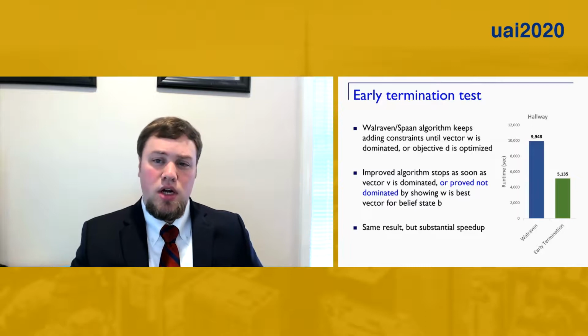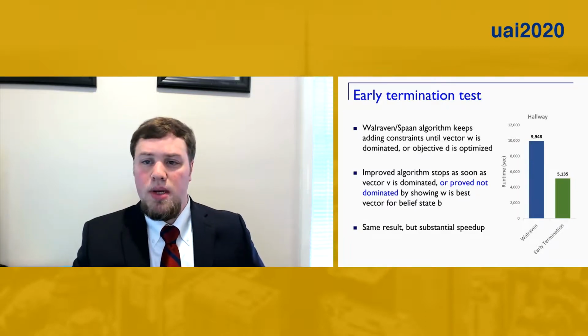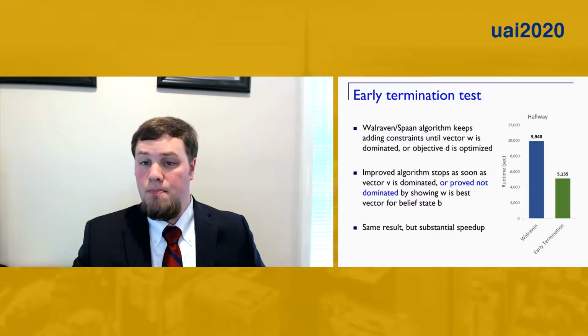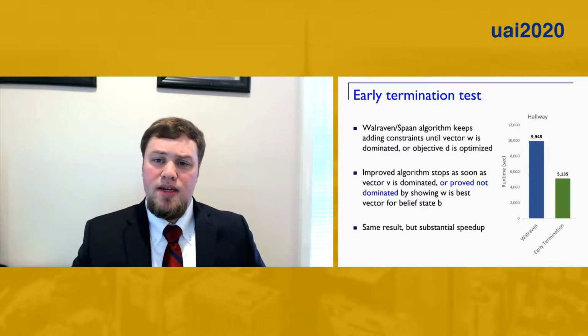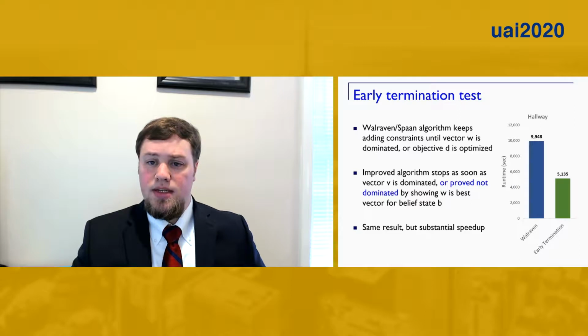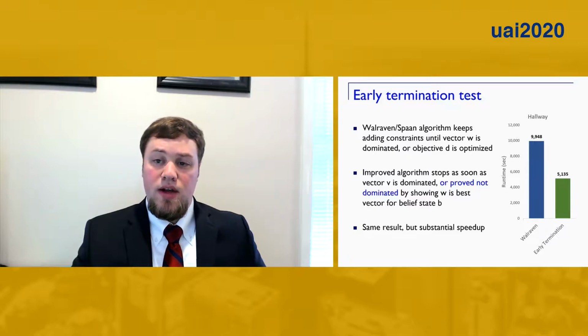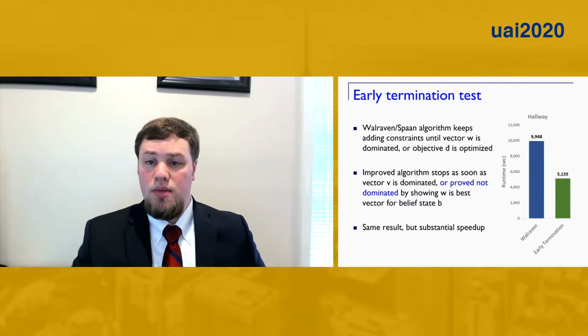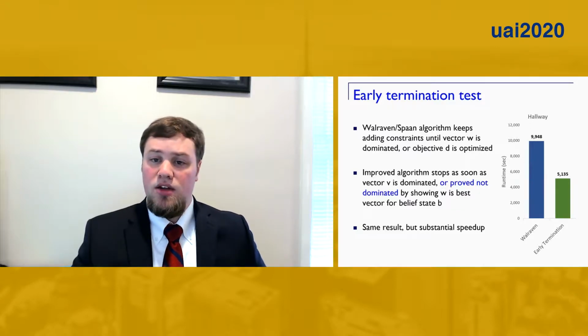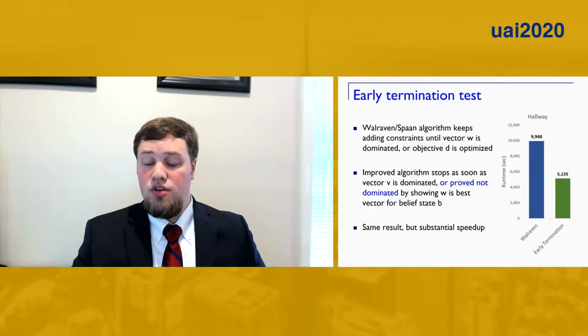And this brings us to the first contribution of our paper, an early termination test for Walraven and Spaan's algorithm. Their algorithm continues to add constraints until the vector being tested for dominance is shown to be dominated, or until the objective d is optimized. Our improved algorithm similarly stops when the vector is shown to be dominated, but rather than continuing to optimize d for non-dominated vectors, it terminates early when the vector can be shown to be the best possible vector for the belief state b. This subtle change still categorizes vectors as dominated or undominated correctly, but with substantial speedup.